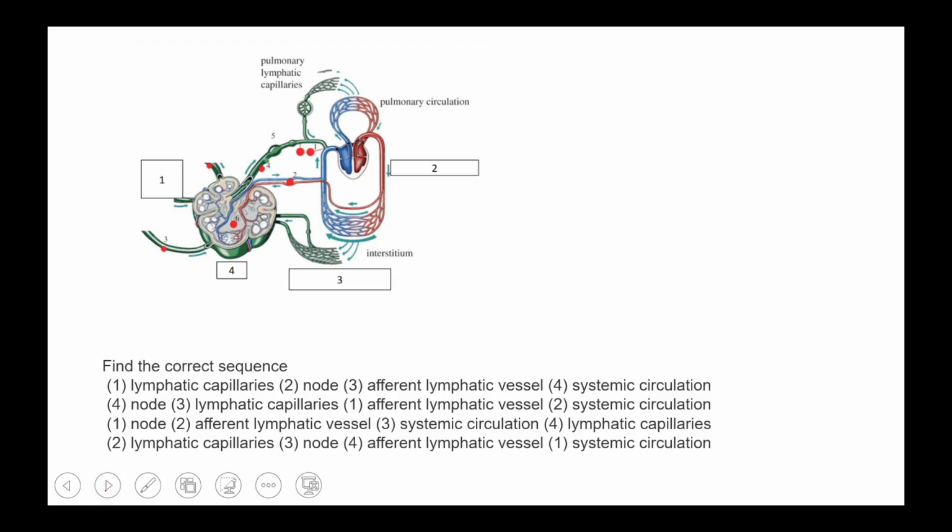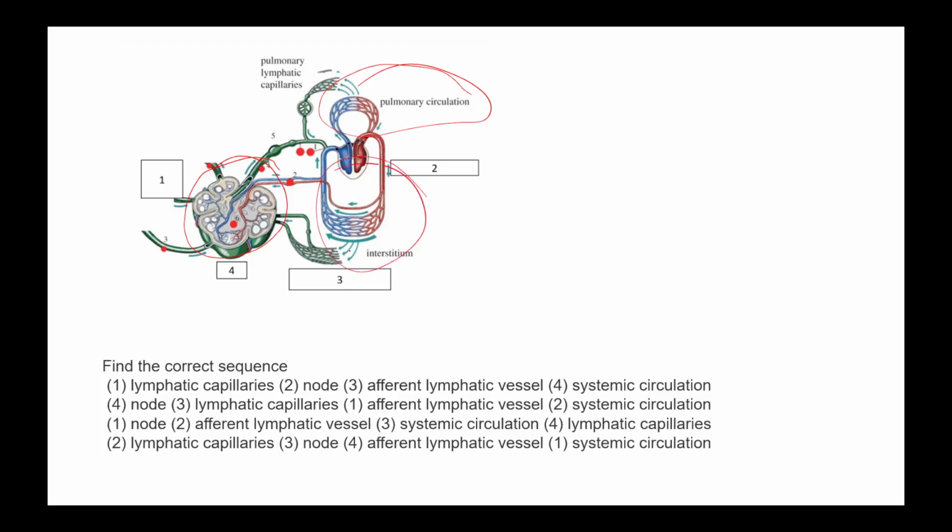Okay, so this is the content of today's session. If we see this image, what is this system? What is it showing? It's the lymphatic system. Here we can see our systemic and pulmonary circulation. This is our pulmonary circulation, and this is our systemic circulation.